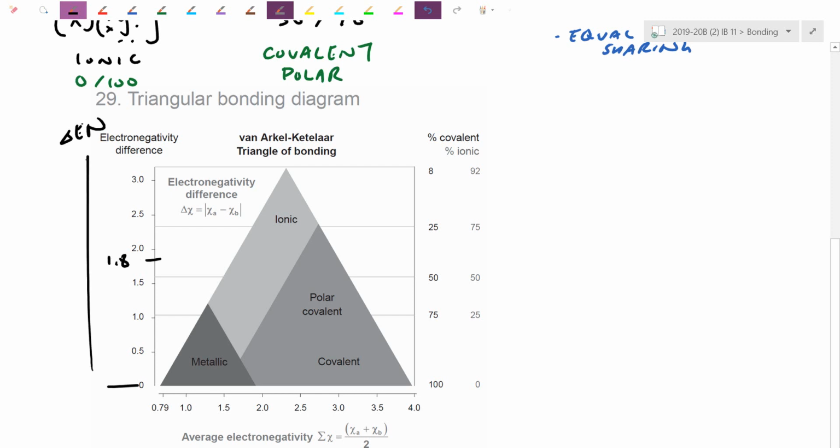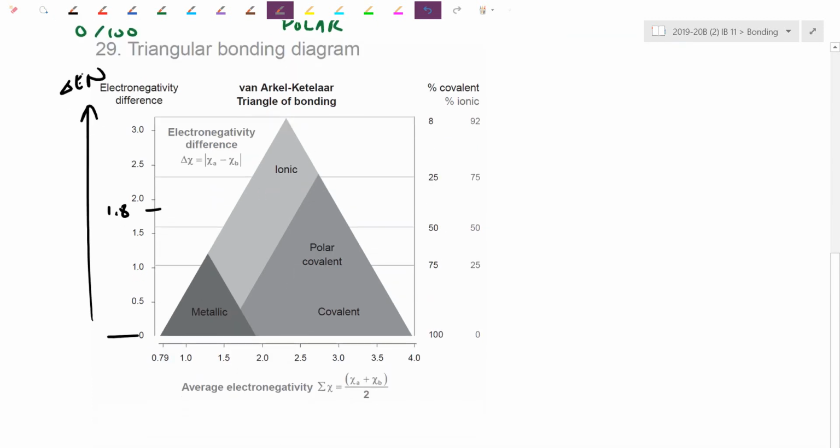It plots the En difference here, but it plots it against an average electronegativity. This is the only time I've actually seen this average electronegativity. It's just getting you to think about another axis for bonding. I'll show you what I mean here.